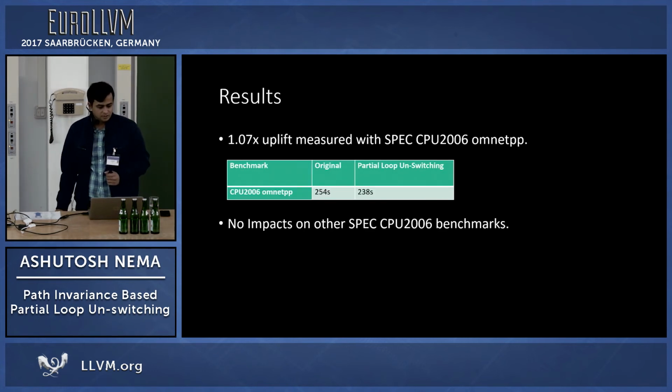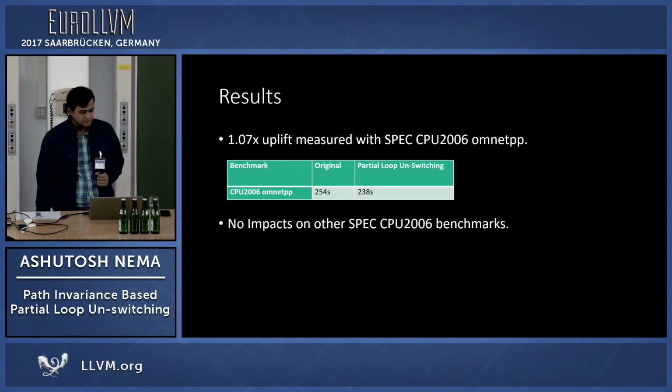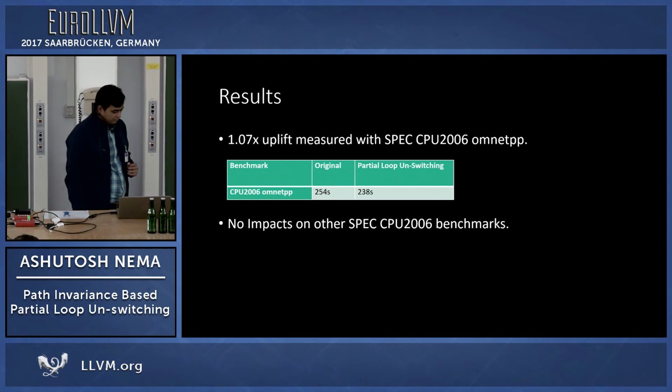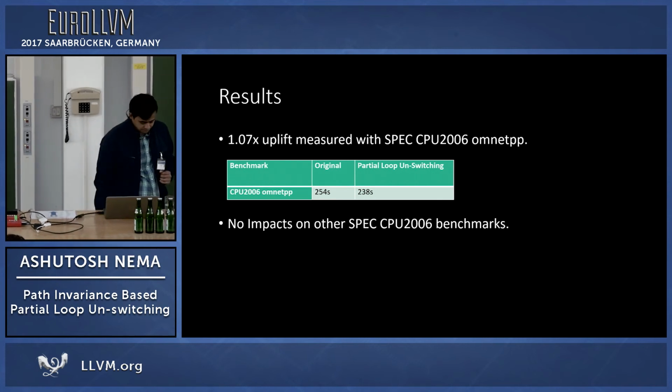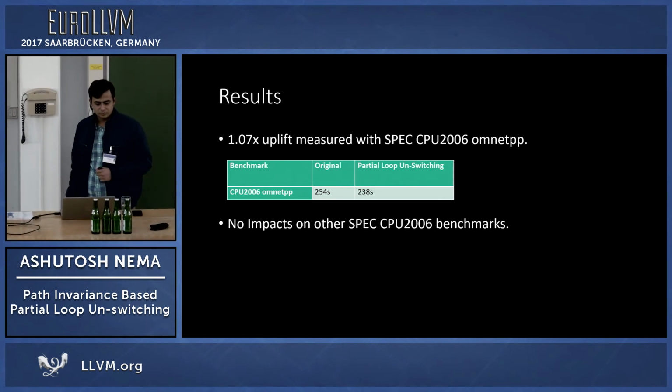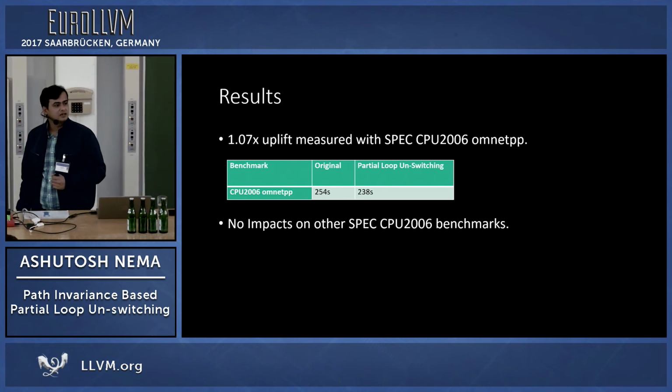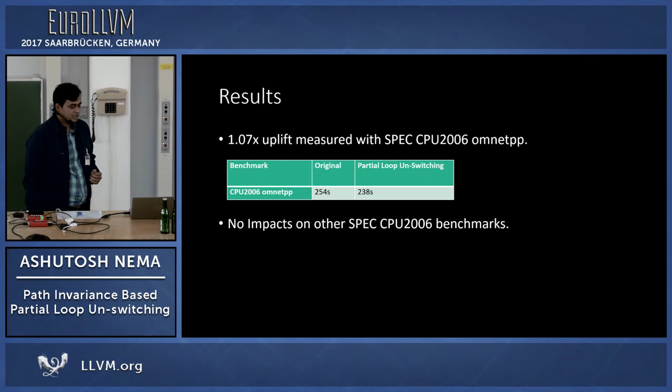With this, we have observed a 1.07x uplift in SPEC CPU 2006 Omnetpp. There's no impact on the other CPU 2006 benchmarks. We have also observed other gains in our internal benchmarks and applications.